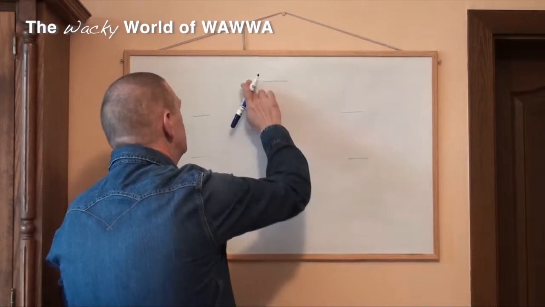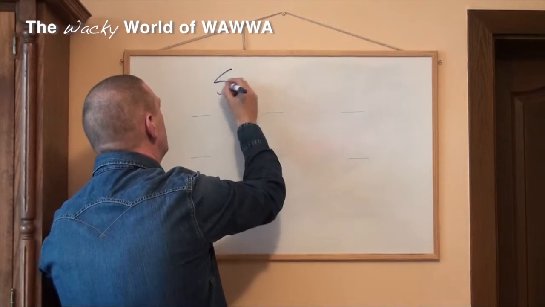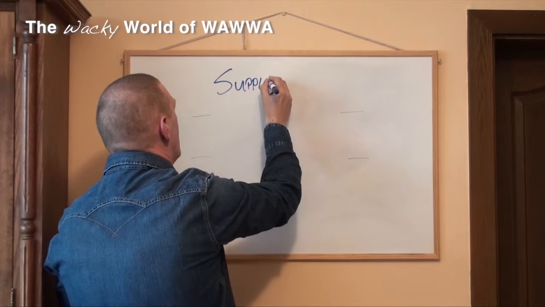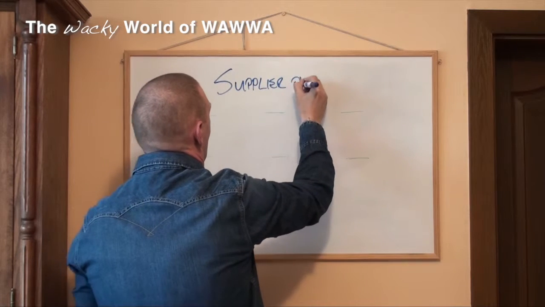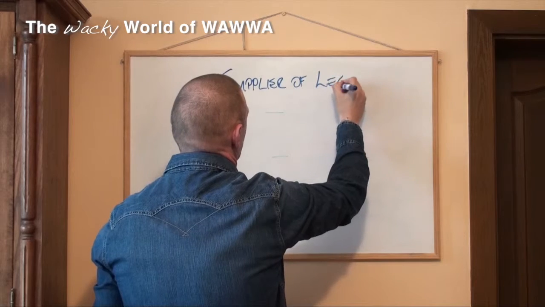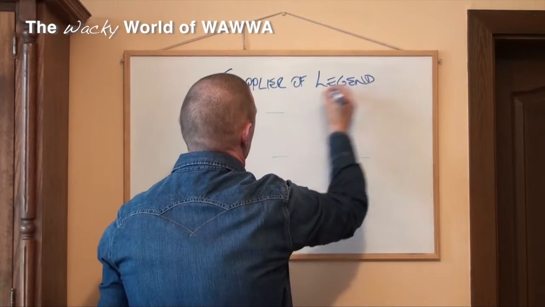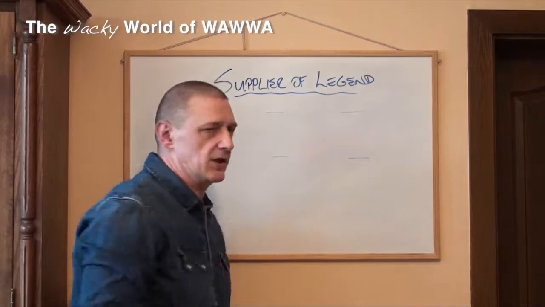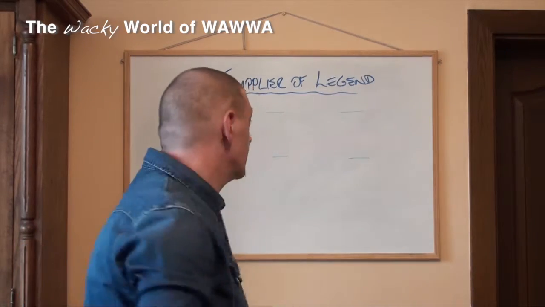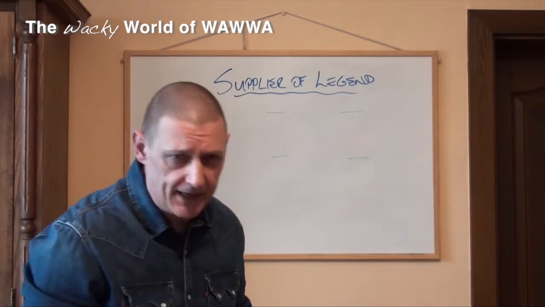So let's suppose that we want to be supplier of legend. Because there's no point doing anything by halves, is there? So, supplier of legend is what we're aiming to be.